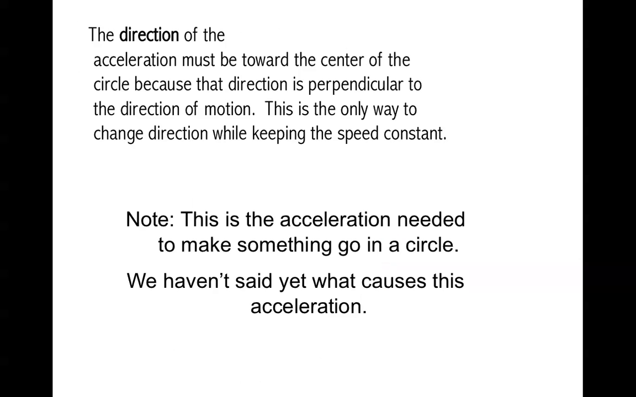The direction of the acceleration must be towards the center of the circle, because that direction is perpendicular to the direction of motion. That's the only way to change direction while keeping the speed constant. If the acceleration vector pointed forward or backward, the object would speed up or slow down. Its speed would change. But if the acceleration is always directly perpendicular to the current direction of motion, the speed does not change, but the direction changes. Notice that this is the acceleration needed to make something go in a circle, and we have not yet said what causes this acceleration. We've just said how big it has to be in order to make the circular motion happen.